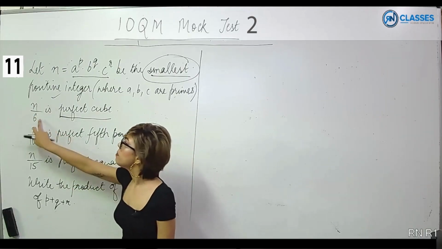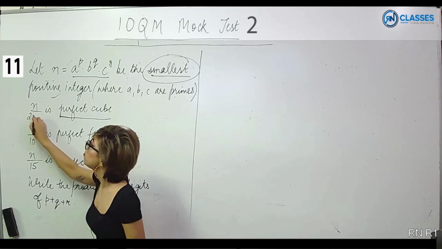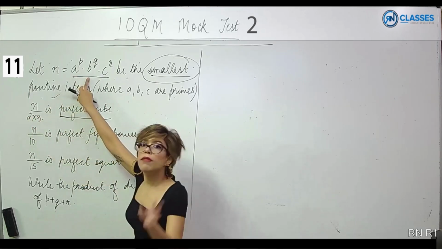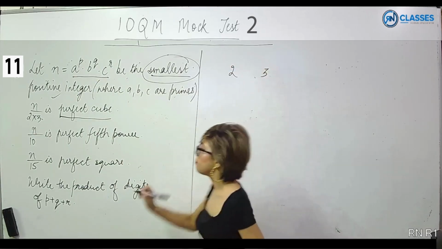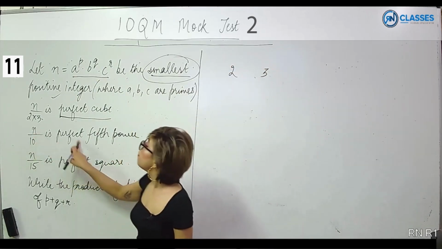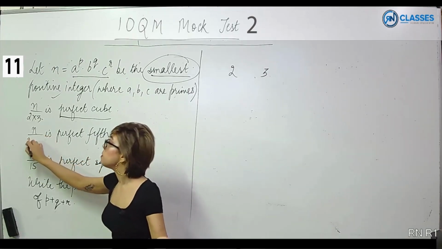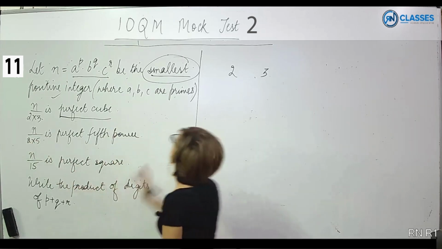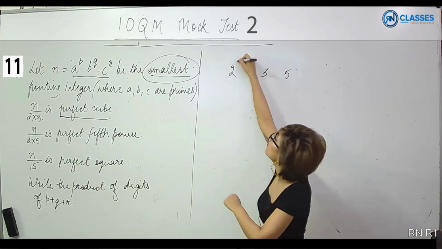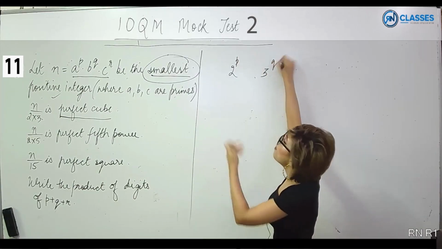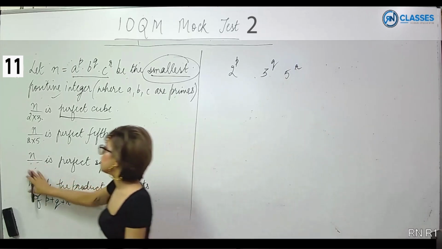Now n by 6, that means it has to be a whole number. So n should be divisible by 2 and 3. Right? So that means two of the primes I can ascertain. They have to be 2 and then it has to be 3. Also n by 10 is a perfect fifth power. That means n should be divisible by 10, that means n should be divisible by 2 as well as 5. So that means I don't know the third prime number. So 2 is there, suppose q is there, 3 is there, and then 5 is there. Alright, similarly I will write this as 3 into 5.